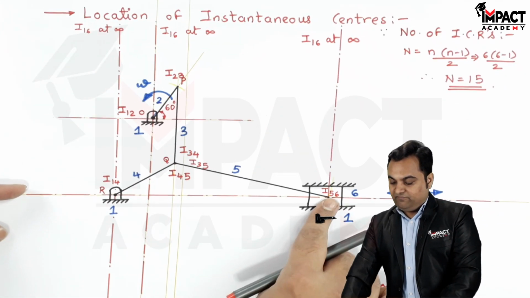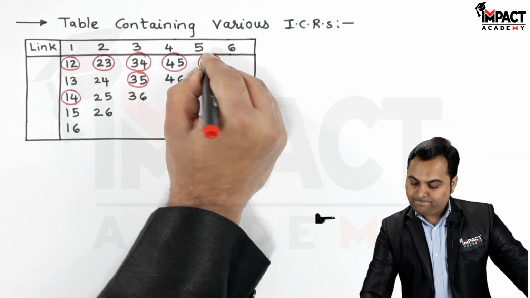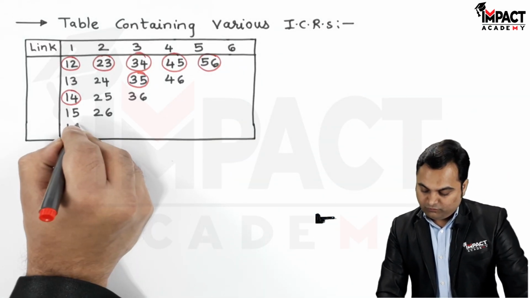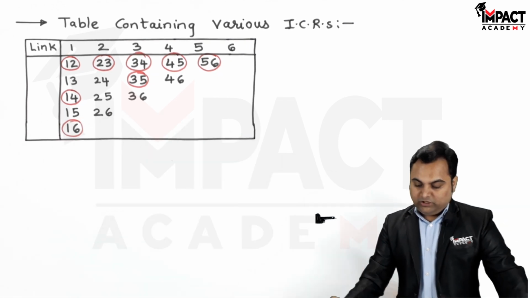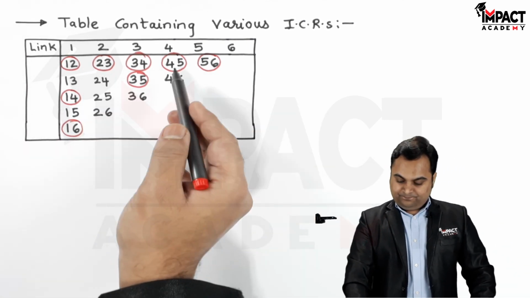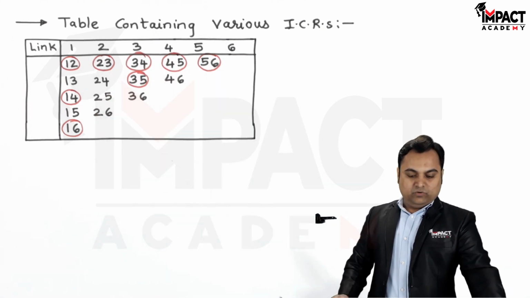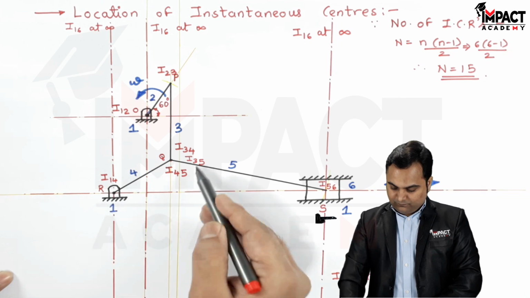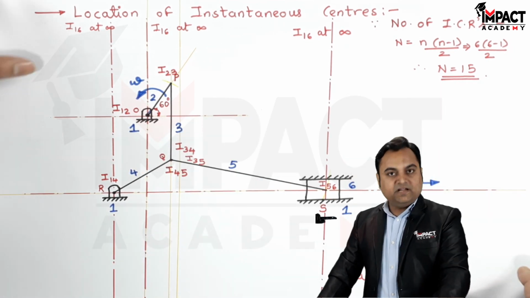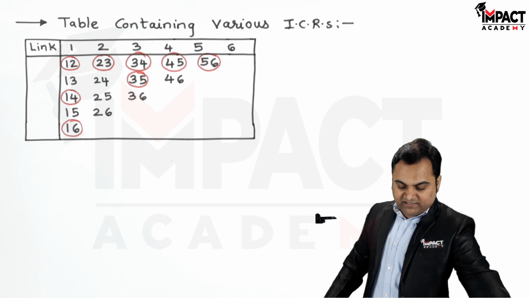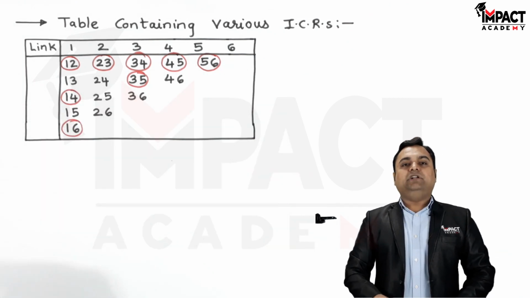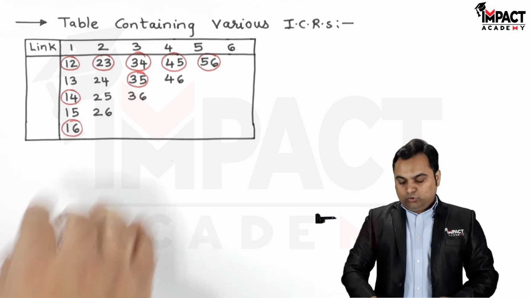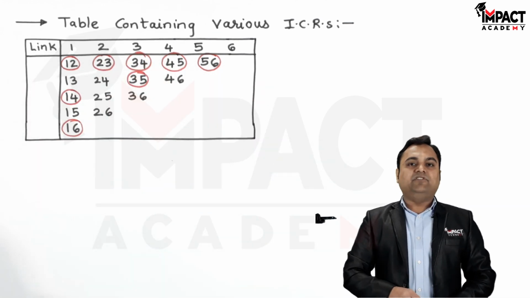Next 5, 6 and 1, 6 at infinity. So 1, 6. Now when I count them, 8 ICRs have been located. We can even see this on the diagram. 8 ICRs are there. Now the remaining ICRs which are left are called neither fixed nor permanent ICRs. So the next step would be to locate all the remaining ICRs, that is, neither fixed nor permanent.